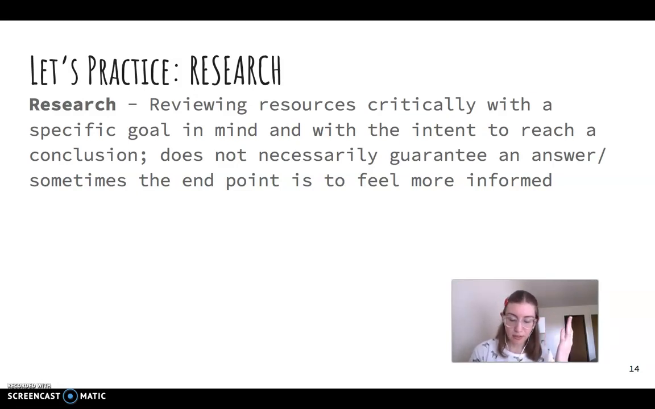So going through that process, when I asked what do they all have in common, I came up with this definition. Research is reviewing resources critically with a specific goal in mind and with the intent to reach a conclusion. Does not necessarily guarantee an answer. Sometimes the endpoint is to feel more informed. So to me, that captures that anyone can do research as long as they're reviewing resources critically. That's the method, and they need to have some sort of goal.